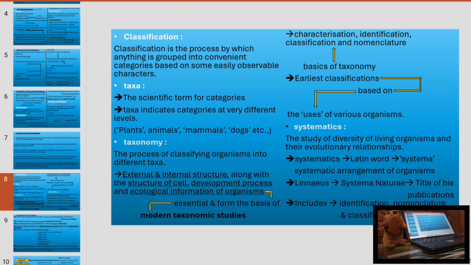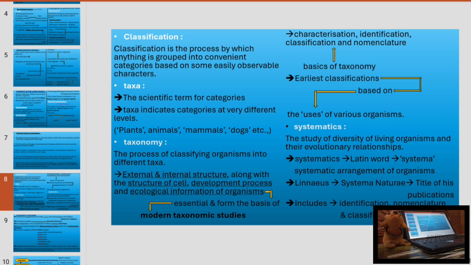And what is taxonomy? The process of classifying organisms into different taxa is known as taxonomy. External and internal structures, along with the structure of the cell, development process, and ecological information of the organism, are essential and form the basis of modern taxonomic studies. And next, characterization, identification, classification, and nomenclature are the basics of taxonomy. The earliest classifications were based on the uses of various organisms. So the early humans used to group organisms based on how useful they were to them.